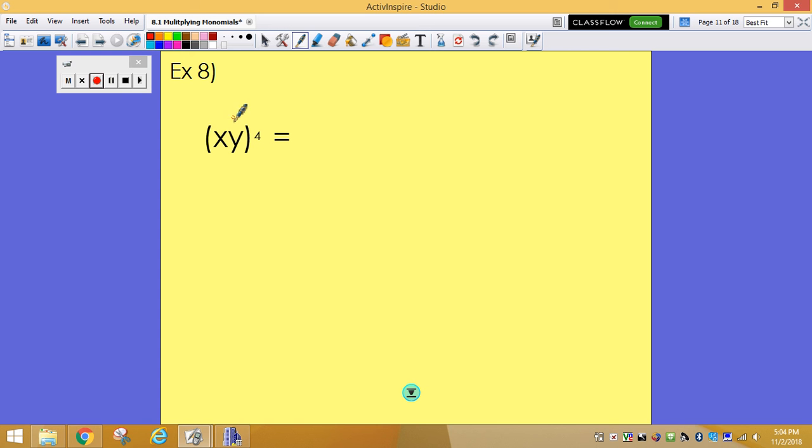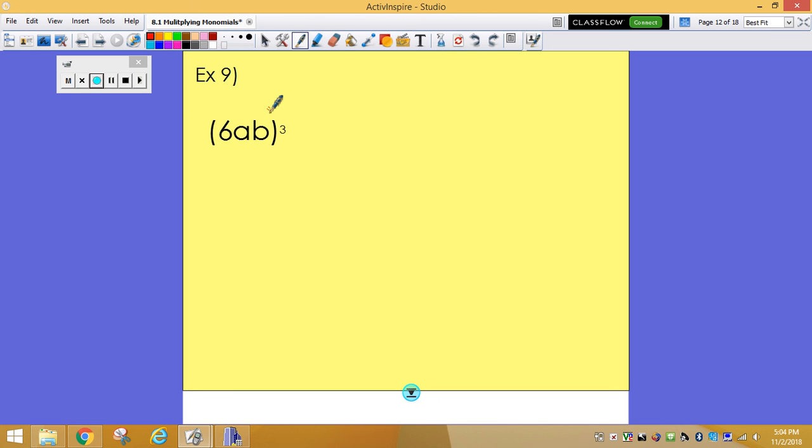Okay, what if there's more than one thing inside? Well, just like before, if there's no exponent, we always put a 1 there, right? And that 4 on the outside is going to multiply to both of them. So I'm going to have x to the 1 times 4 is 4. I'm going to have y to the 1 times 4 is 4.